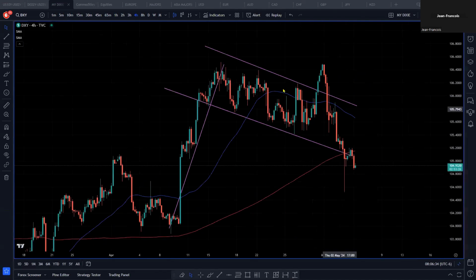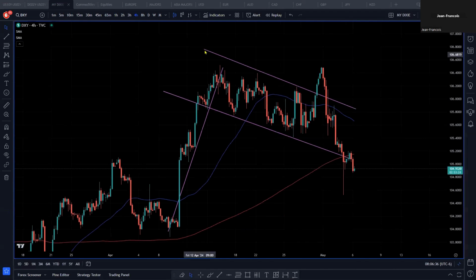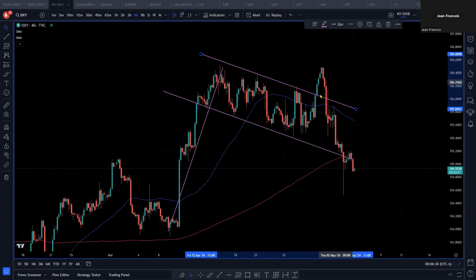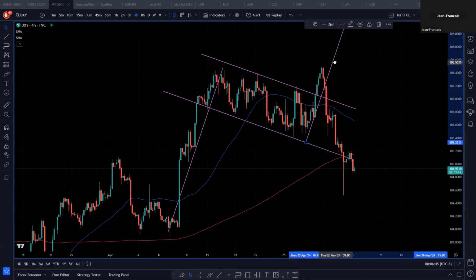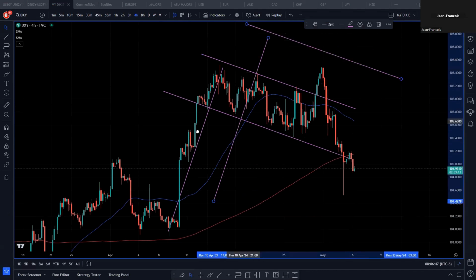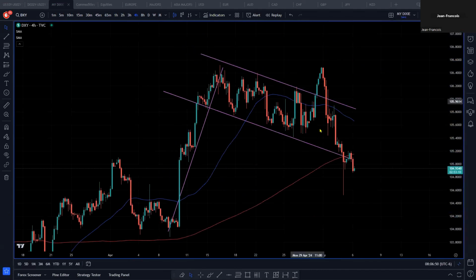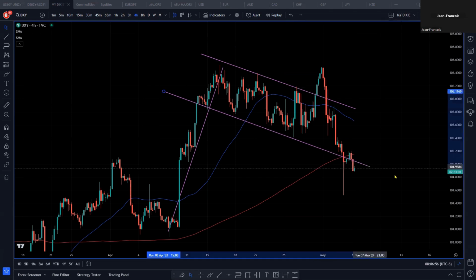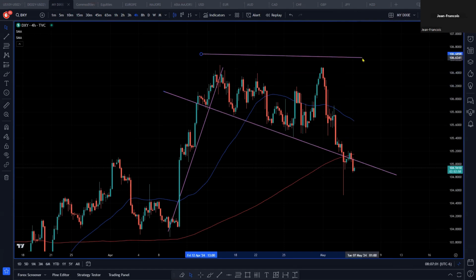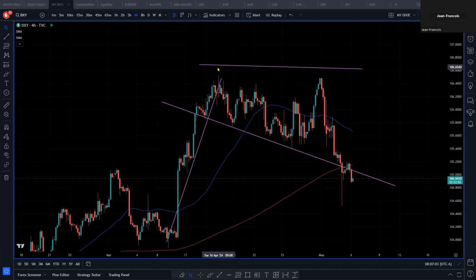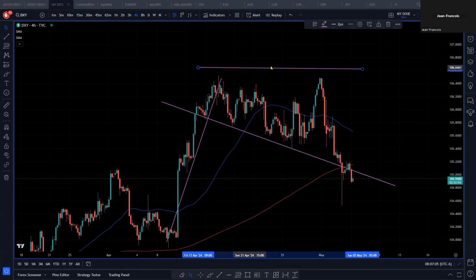Last week we were working with the assumption that we had a flag, and eventually the flag failed, and we ended up back in the channel. What was a break is now a false break, and maybe the real break is at the bottom. So maybe this turned out to be a double top and not necessarily a flag or a pennant, right?